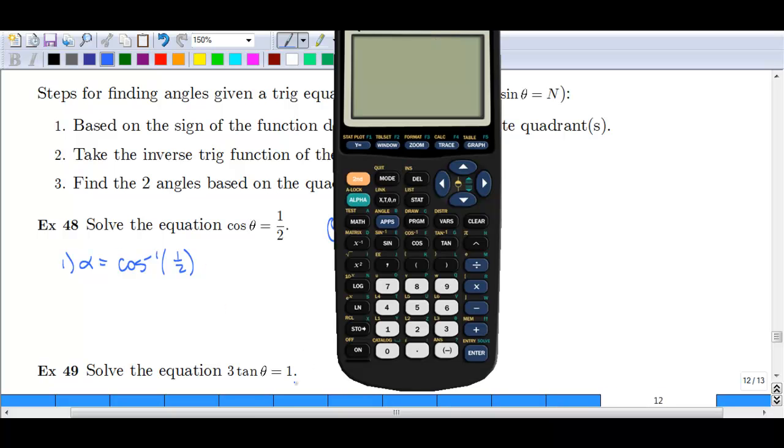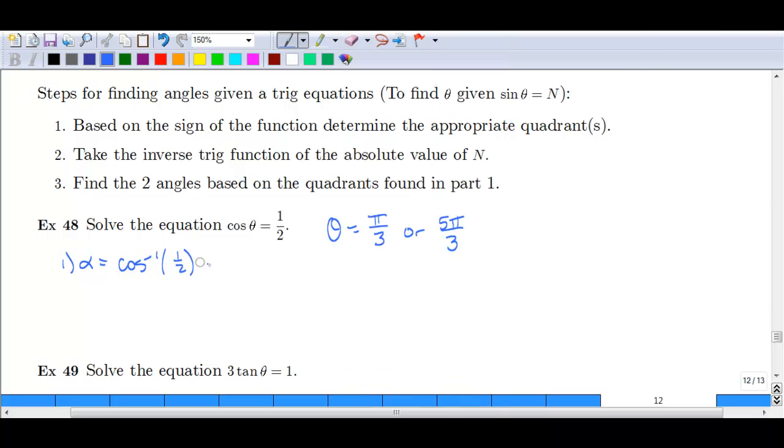But you would end up, again, going to your calculator, making sure you're in radian mode. And you would take cosine inverse of 1/2, or you can put 0.5 if you prefer, and you get 1.047. And just to show you, pi divided by 3 is 1.047. So this comes out to be pi over 3.